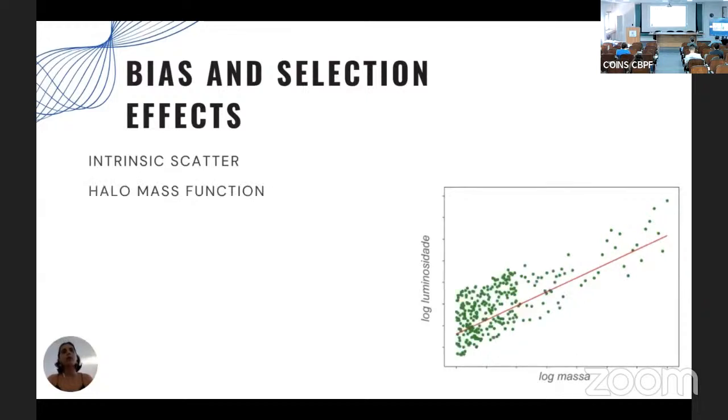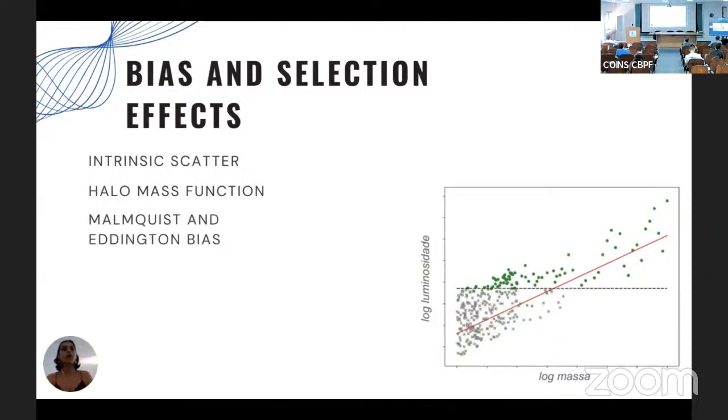But even though we have this intrinsic scatter, this is not a very realistic scenario, because what we have in our universe is that we can see many more low mass systems than high mass systems. It's what we call the halo mass function. So this here is actually what would be a more realistic scenario. And also when we are trying to construct a survey, we also have a flux threshold where below this threshold, we simply cannot detect the source. So what we have would be something like this.